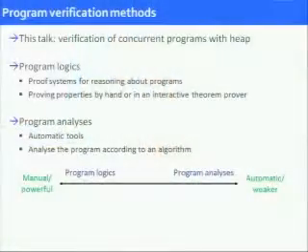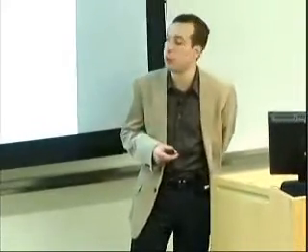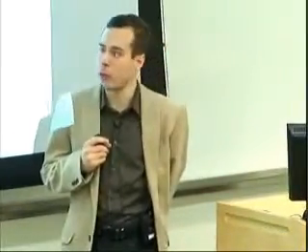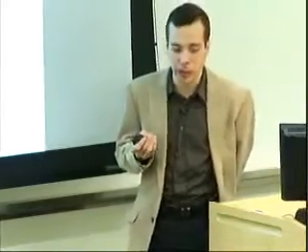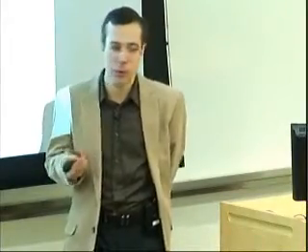Now, in this talk, I'm going to talk about a restricted class of programs called concurrent programs with heap. And as with any verification problem, there are a couple of ways to address this verification goal. For example, we might want to verify software using program logics. So these are specialized proof systems for reasoning about programs. And the idea here is that you prove properties of programs by constructing formal derivations in these proof systems by hand or in an interactive theorem prover.